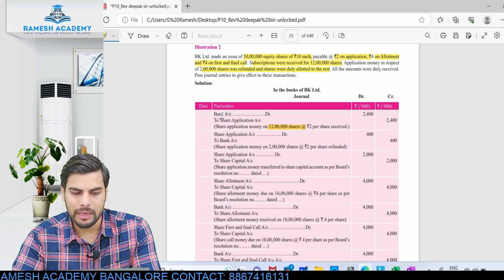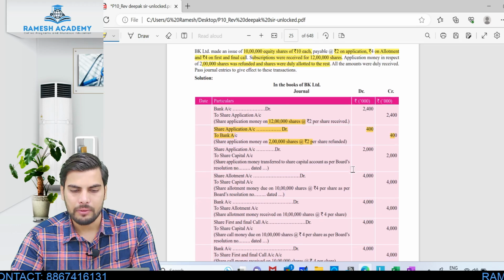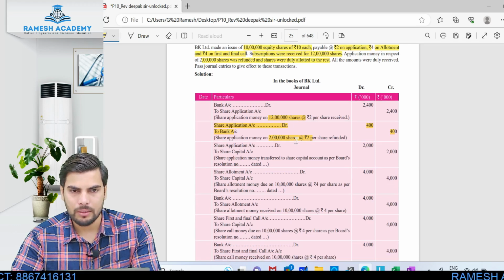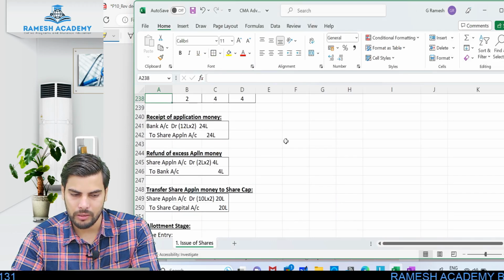So the entry will be exactly reversal of this. Okay, share application account debit to bank account. So 2 lakh is the excess application which we have received. 2 lakh into 2, this would be 4 lakh and 4 lakh. Clear? And then the balance 20 lakh rupees is what we are supposed to transfer it to share capital. The same entries, guys, whatever we have passed over here.